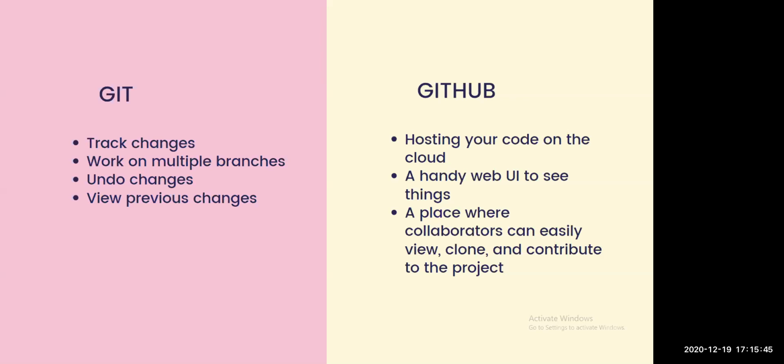So some features of GitHub that I highlighted here: it helps you host your code on the cloud. Like I said, it has a handy web UI and plenty of other features. It's a place where you can easily collaborate on your project. For example, now we have a main repository in Techrity where we want you to submit your project. So you are indirectly collaborating on the main repository, right? It's a place where collaborators can easily view and clone. If you've not heard of the term, clone means downloading the repository to your local system. And also contribute to projects, for people that want to get involved in open source.